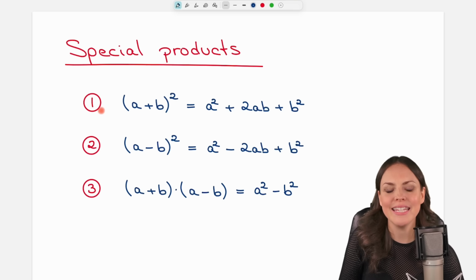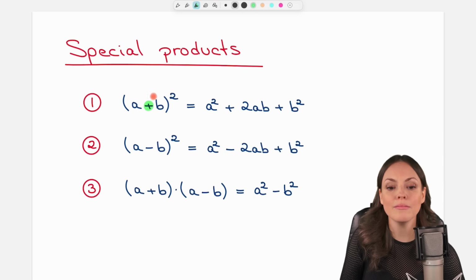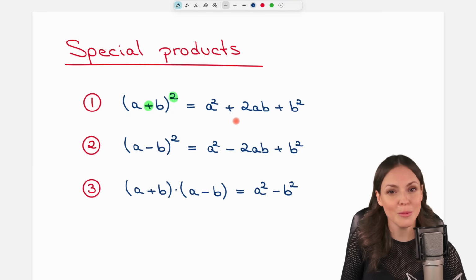We take a look at these three cases together, and we'll go through an example for each of these cases. The first case, you can use this formula if you have a sum in your parentheses, so something plus something, and you want to square all of this, then you can use this formula to simplify it very quickly. We will take a look at it in the first example.